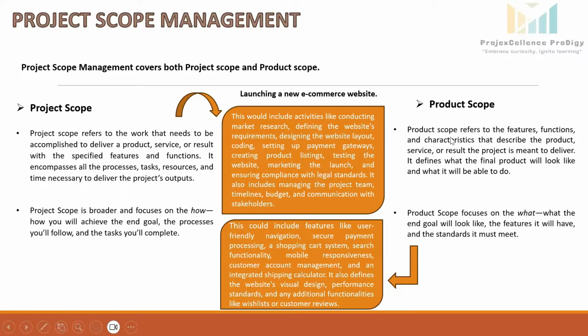Whereas the product scope refers to the features, functions, and characteristics that describe the product, service, or result the project is meant to deliver. It defines what the final product will look like and what it will be able to do. Project scope is broader and focuses on the how, means how you will achieve the end goal. You need to follow few processes. You need to complete few tasks. Then only you will achieve your end goal.